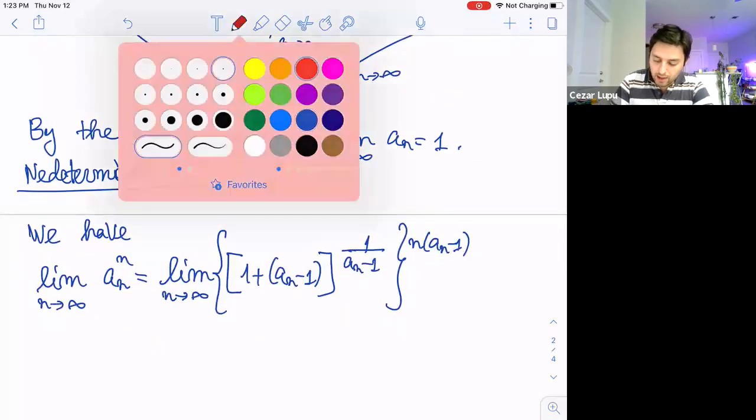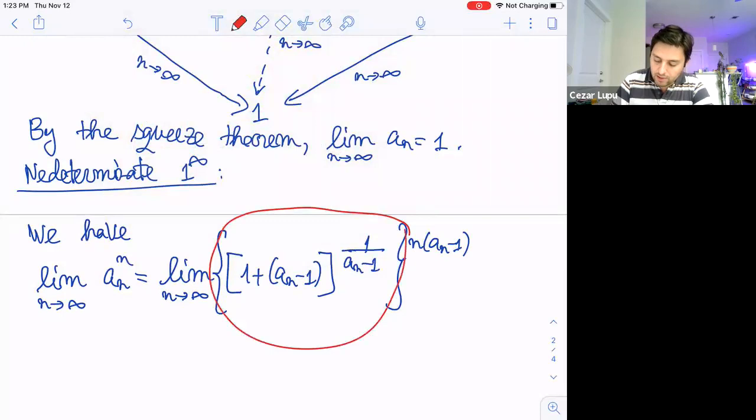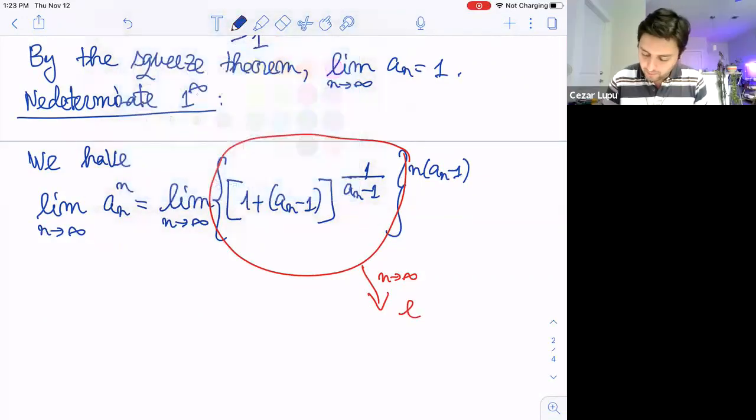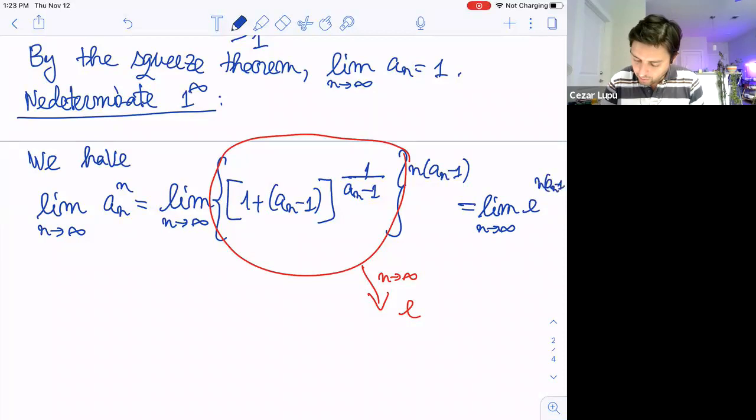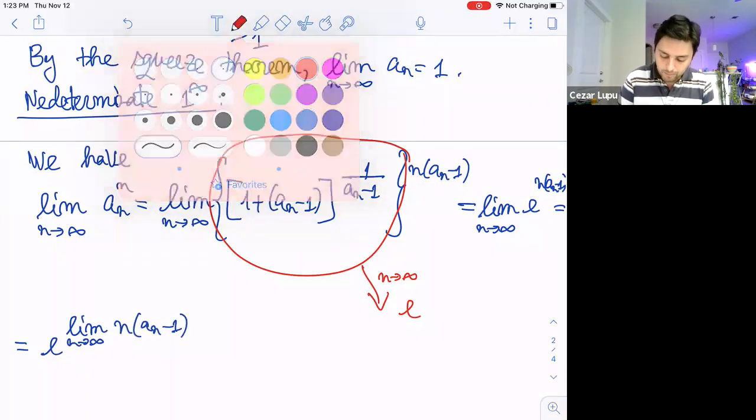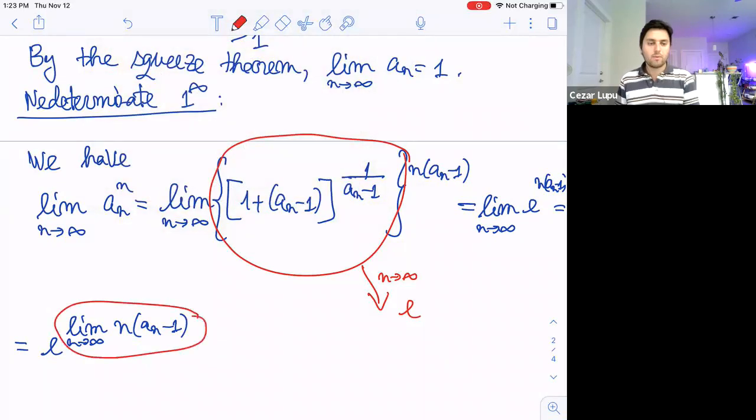But this guy here, if you look at it, the limit of this guy will converge to what? Can you tell me as n approaches infinity? E. So this would be nothing else than just e to the limit as n approaches infinity of n times (a_n - 1), which is equal to, since the exponential commutes with the limit, e to the limit as n approaches infinity of n times (a_n - 1). So we need to compute this guy here. If we compute this, then we're basically done.